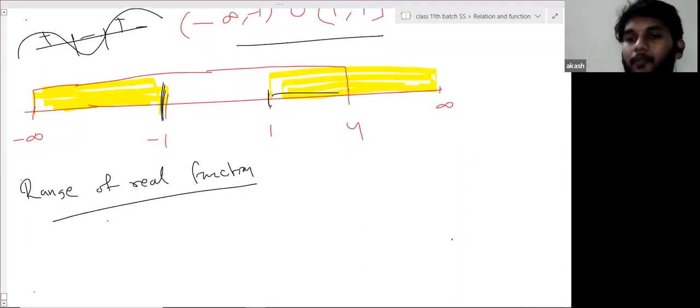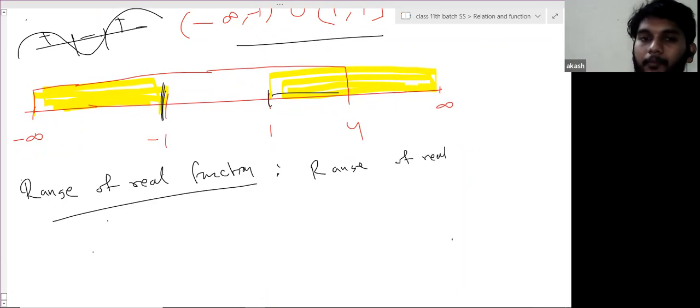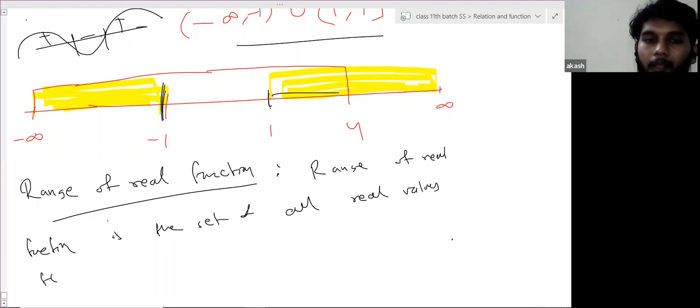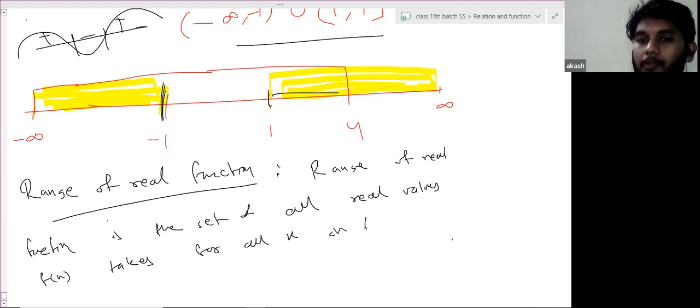Now, what is the range of a real function? The range of a real function is the set of all real values f of x takes for all x in its domain. Write down the definition. I'll explain what this means.